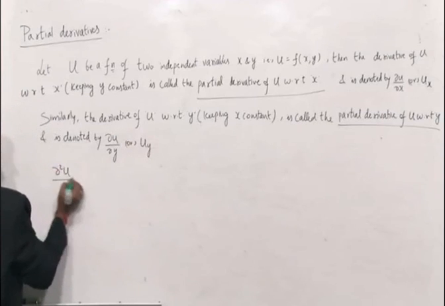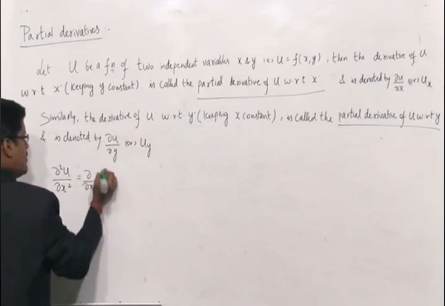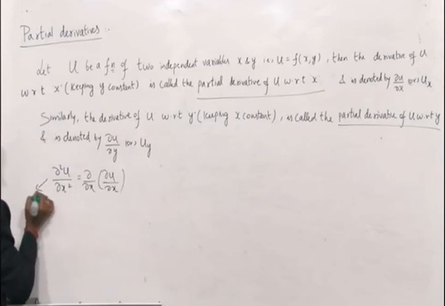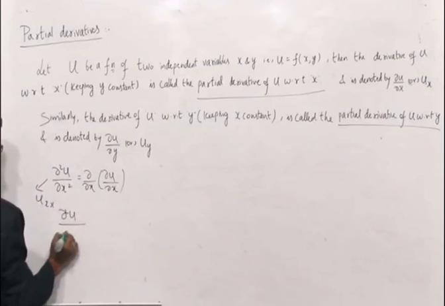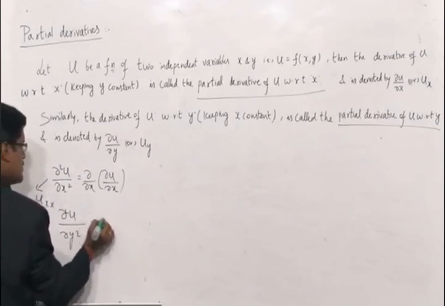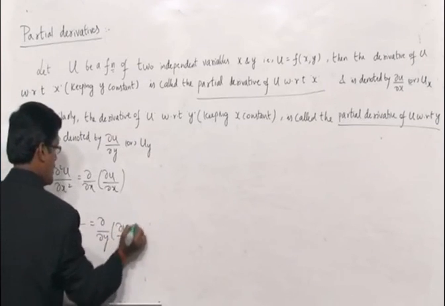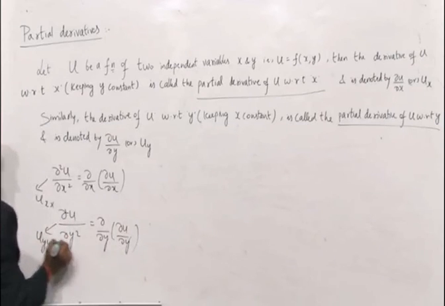Higher order derivatives: dou square u by dou x square is equal to dou by dou x of dou u by dou x, which can also be represented in suffix form. Similarly, dou square u by dou y square is equal to dou by dou y of dou u by dou y. This can be represented as u y y.